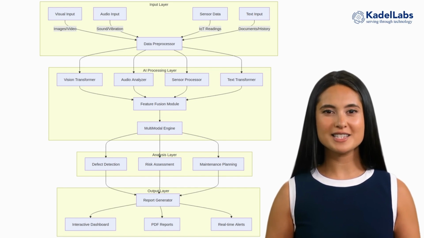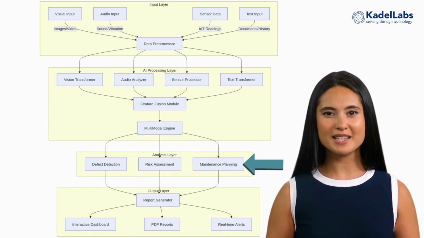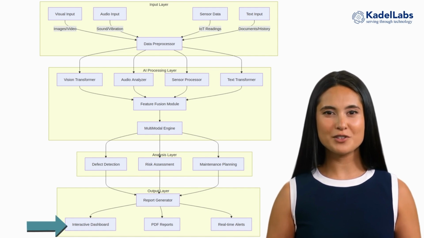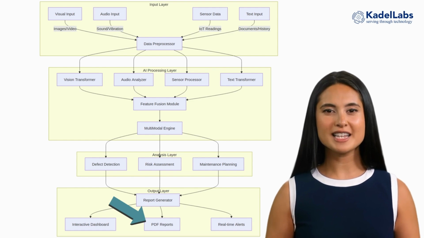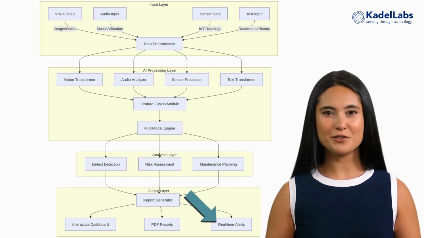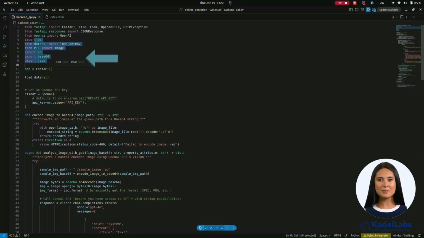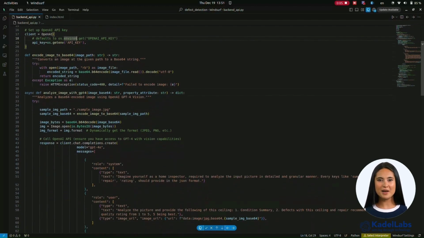Next, the system performs three critical functions: real-time defect detection, risk assessment for preventive maintenance, and AI-driven maintenance planning and scheduling. Finally, results are delivered through interactive dashboards for real-time monitoring, detailed PDF reports with AI recommendations, and instant alerts for critical issues.